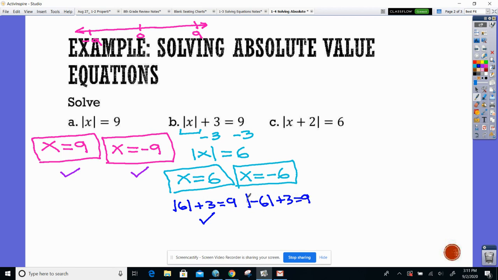Well, the absolute value of negative 6 is a positive 6. Positive 6 plus 3, that equals 9. 9 equals 9. It also checks out. So our two answers are 6 and negative 6.